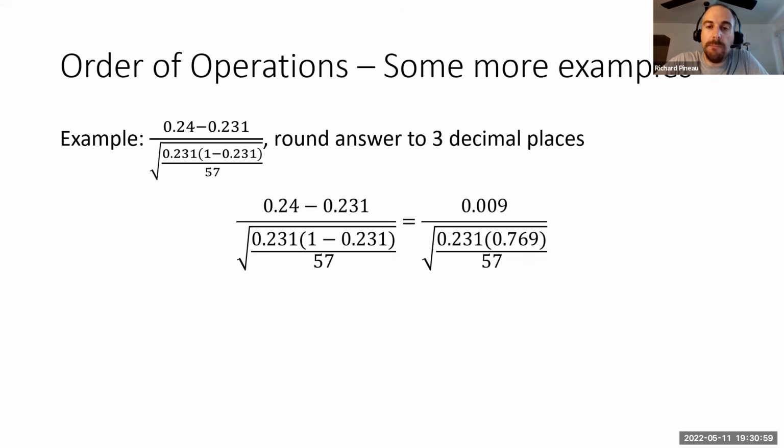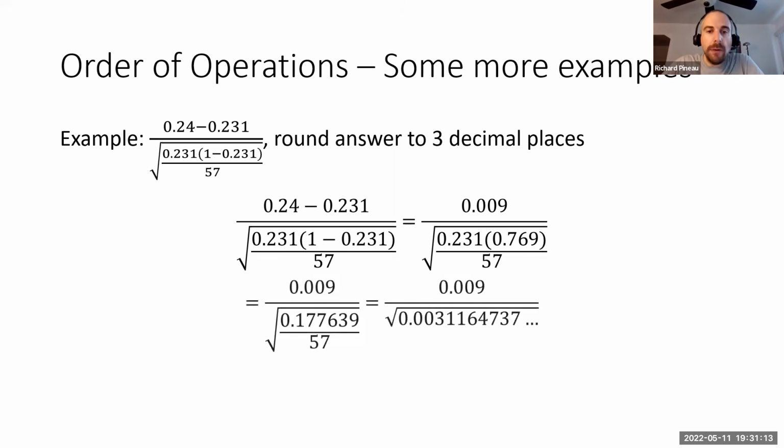Then I look at the denominator. Okay, now the denominator is this massive square root. So the first thing that I do in the square root is I take care of the parentheses, because that's what the order of operations tells me I need to do. So I do 1 minus 0.231, and I end up with 0.769. Then what I need to do is multiply 0.231 times 0.769. Okay, I'm trying to simplify that fraction underneath the radical. So that result is 0.177639. Then I can finally divide that by 57, and that's the number you see in the square root now, 0.0031164737... Bit of a mouthful to say.